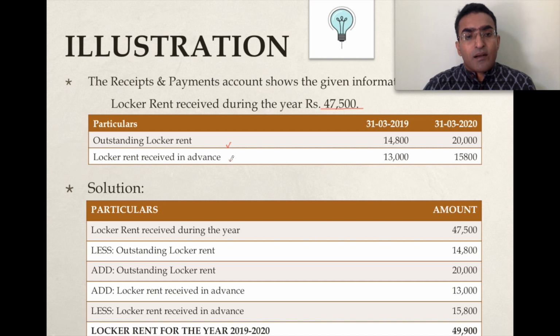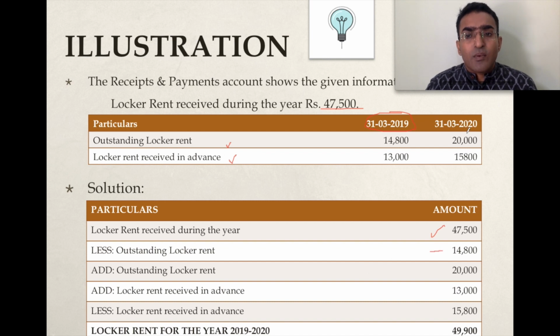And rent received in advance. These are two figures given. So now see this. Whatever amount is received in the form of cash during the year as per the receipt and payment account, 47,500. Now outstanding rent, 14,800. That means what? As of the previous year's date, the previous year outstanding we are receiving this year. Does it relate to the current year? No, it relates to the previous year. So we reduced it. Okay.